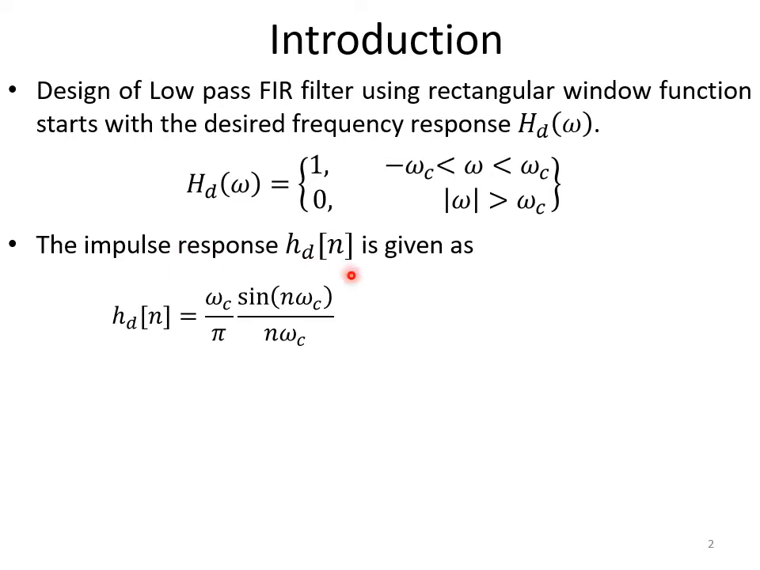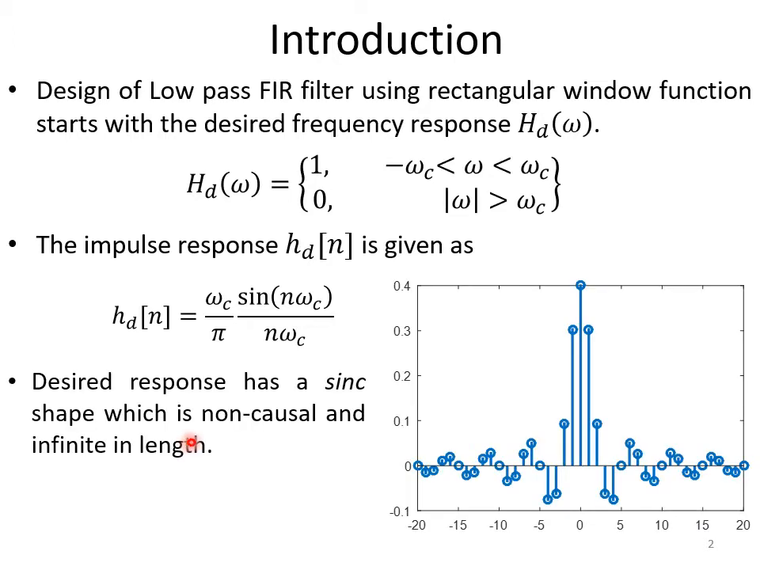The inverse Fourier transform of HD of omega, or the impulse response HD of n, is given by this equation, which is basically a sinc function. We have already found how to compute this inverse Fourier transform in the last lecture. It is a normalized sinc function, which looks like this. The problem with this sinc function is that it has non-zero sample values for negative values of n, as you can see on the left side of the 0, and also it is infinite in length.